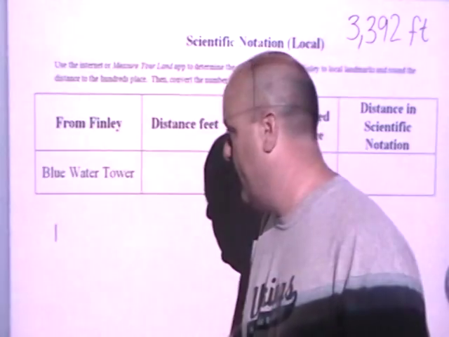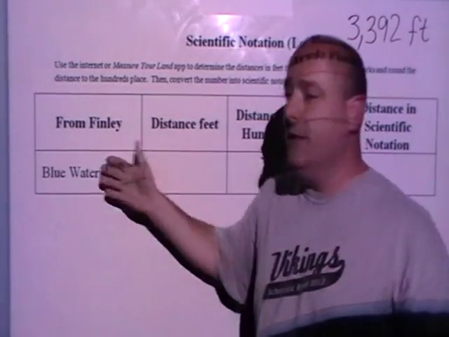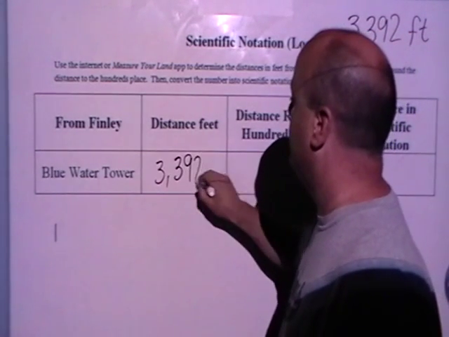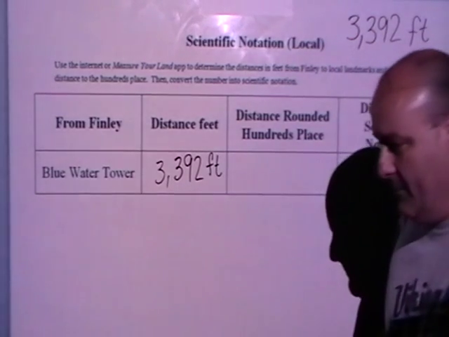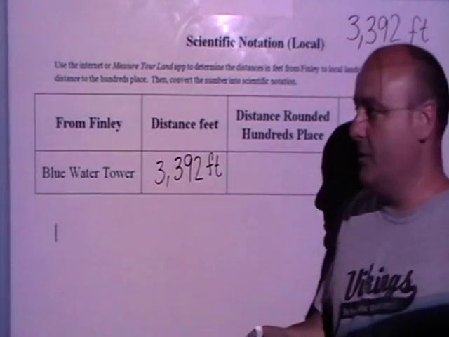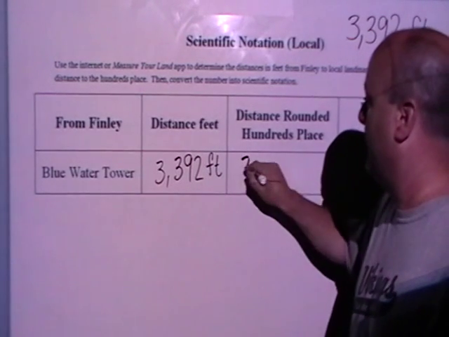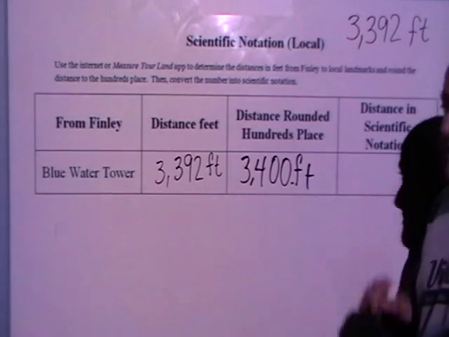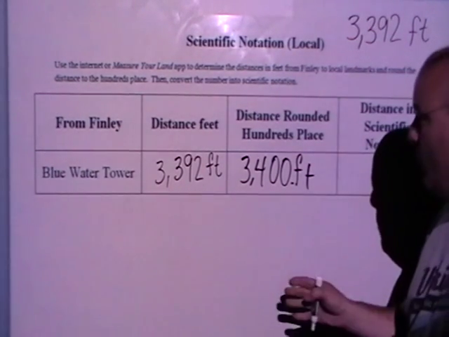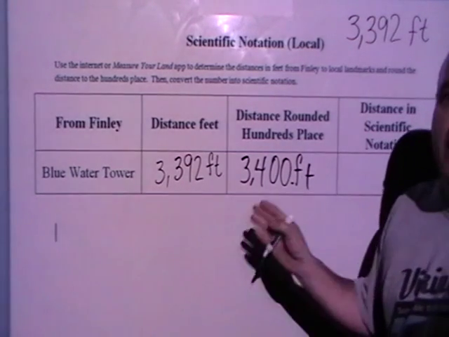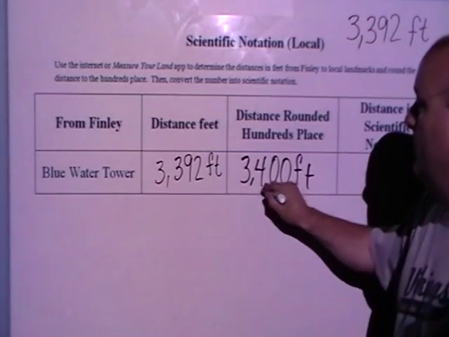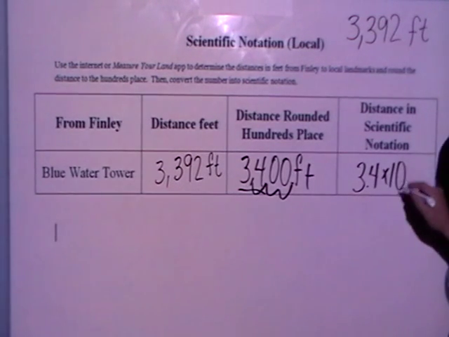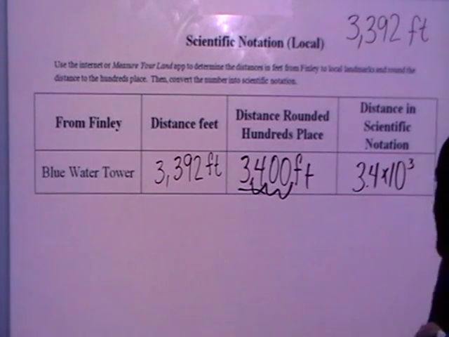Now, we can take that information and put it in our data chart. So, our data chart here, how far is it from Findlay to the blue water tower? Well, it's 3,392 feet. Now, we're going to write this number eventually in scientific notation. So we're going to round this to the nearest hundred, 3,400 feet. Now, we can take this number with our decimal right here, following our patterns and our rules. We can move our decimal over to where there's one number to the left, 1, 2, 3, which leaves this number, 3.4 times 10, we moved it over 3 times, to the third power.